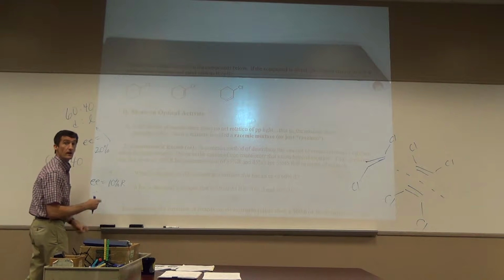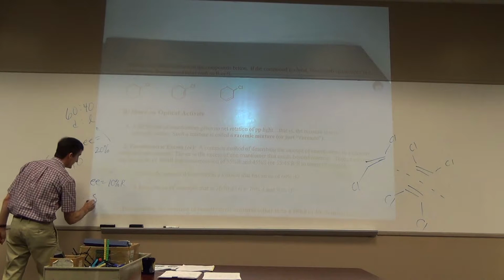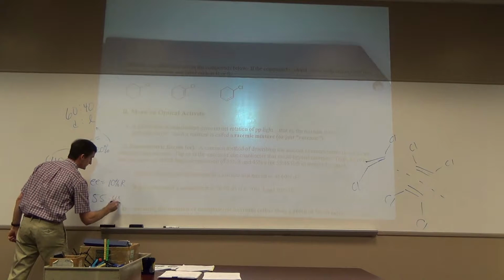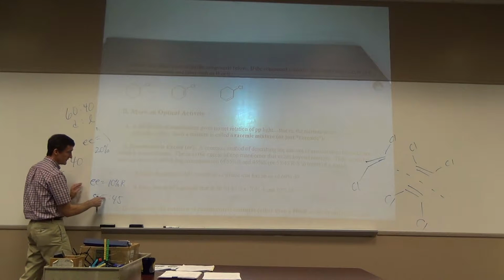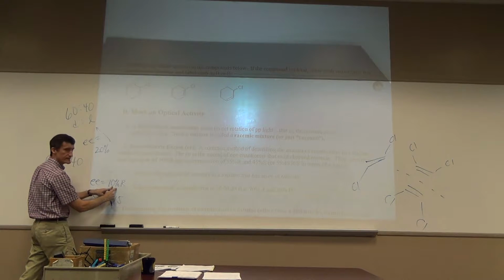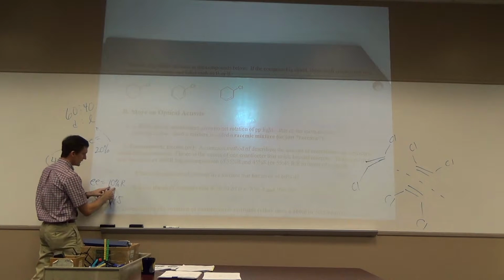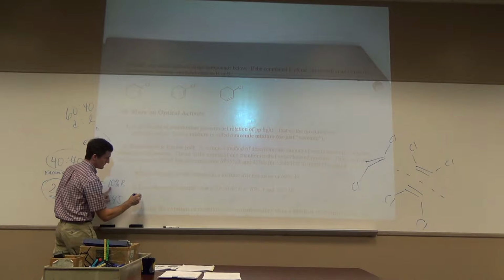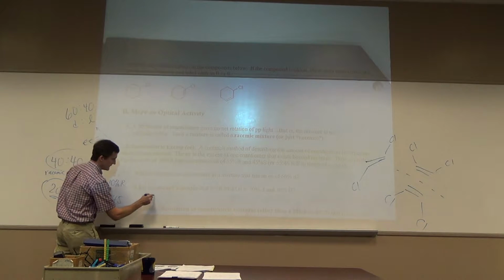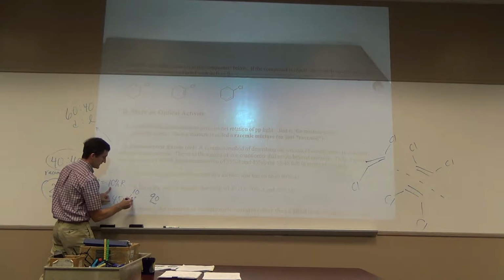55. Did you figure that out? 55, 45. Did you look at it? No. Yeah, it'd be 55-45. First off, it's 10% difference. But how do you get this? Because 10% is what's left after it's racemic. So I can say, let's see, that means 90 is racemic and 10% is left.